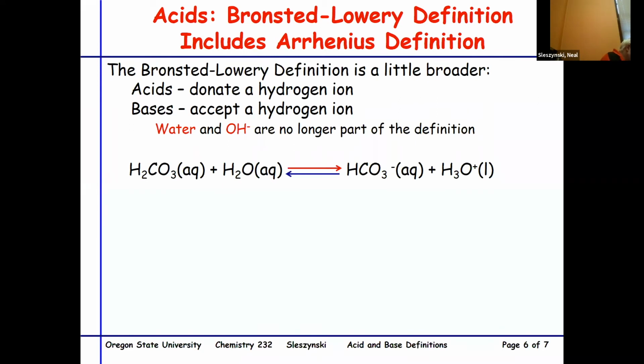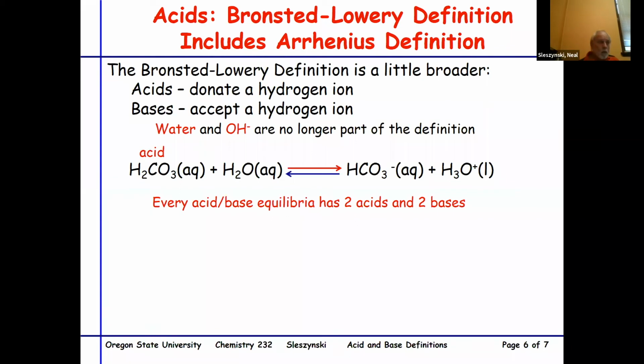Well, if we take a look at an acid-base reaction like the one shown here between carbonic acid and water, the first thing that we want to consider is that every time we look at an acid-base equilibrium like this, both sides of the reaction include an acid and a base. So every acid-base equilibrium has two acids, one on the left-hand side, one on the right-hand side, and two bases, one on the left-hand side, one on the right-hand side.